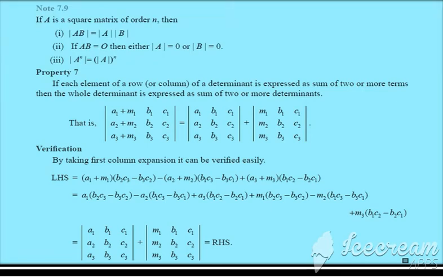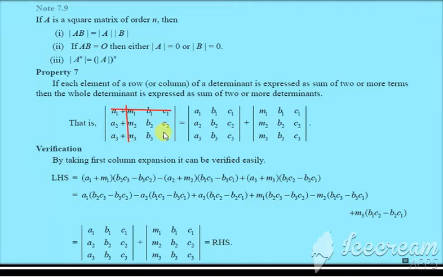Now, here verification by taking the first expansion can be verified easily. I'm going to take the LHS: A1+M1, B1, C1; A2+M2, B2, C2; A3+M3, B3, C3. I'm going to expand this. So A1+M1, what you'll get, the column and row neglected, the remaining terms B2 C3 minus B3 C2.